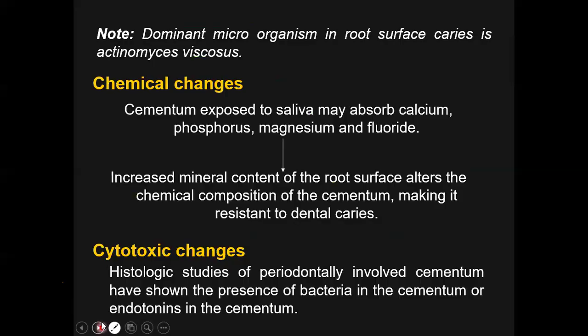The main microorganism which is found in root surface caries is Actinomyces viscosus. Chemical changes are seen which lead to more absorption of calcium, phosphorus, magnesium, and fluoride, leading to increased mineral component, and certain areas of the root surface become resistant to dental caries. Cytotoxic changes include invasion of bacteria and their endotoxins in the cementum.